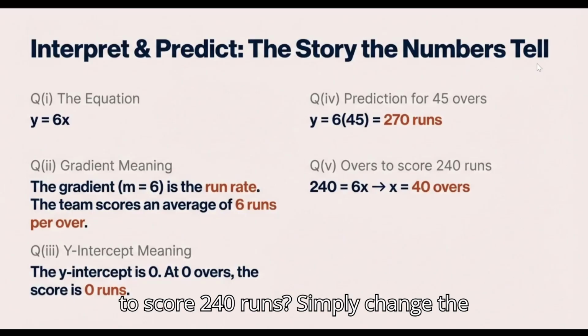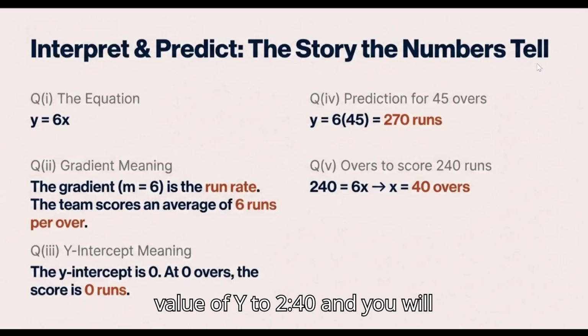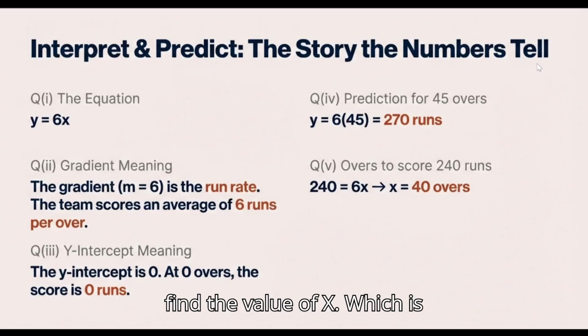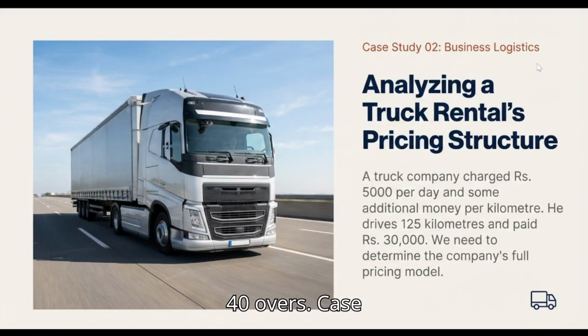And what will be the overs to score 240 runs? Simply change the value of y to 240 and you will find the value of x, which is 40 overs.